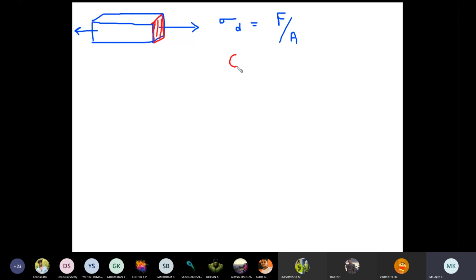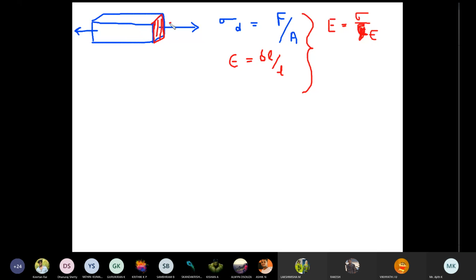And here strain is given by epsilon equals delta L, or change in dimension, divided by original dimension. So using these two equations, you can calculate stress and strain. And there is one more relationship between stress and strain, that is given by E is equal to stress divided by strain. E means Young's modulus or modulus of elasticity. So modulus of elasticity is the ratio of stress divided by strain. Here in the denominator it is not E, this is epsilon. So these are the basic equations from the first chapter.